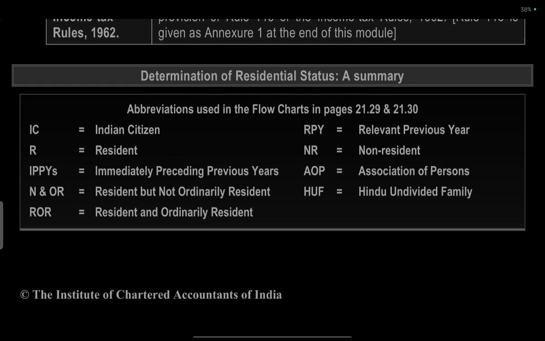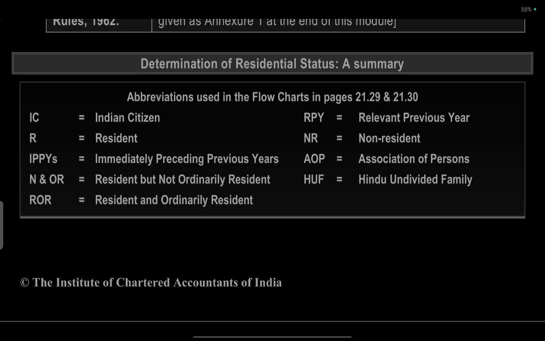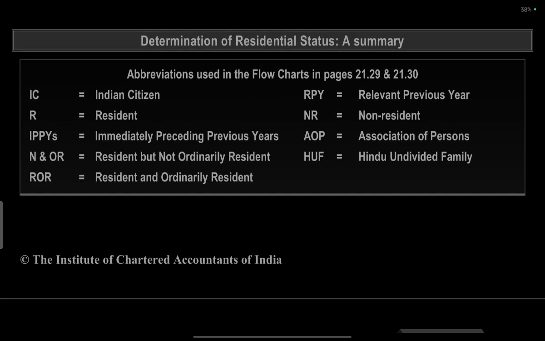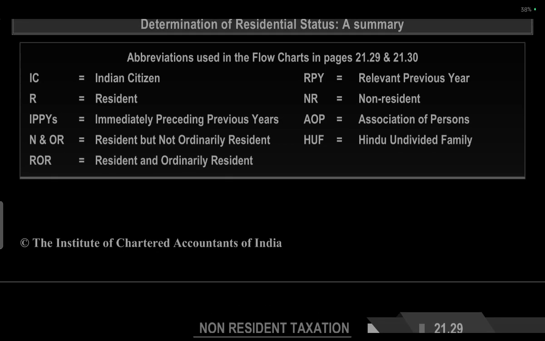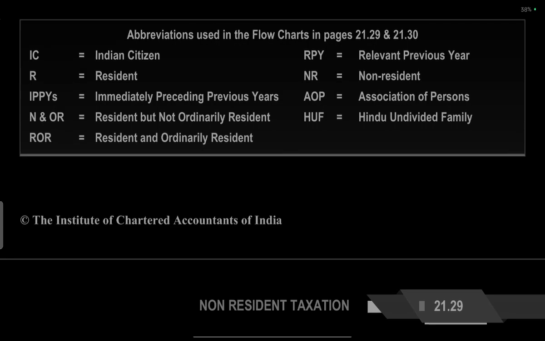Determining the residential status: a summary. Application of the following chart: IC is Indian citizen, R is resident, IPPV is immediately preceding previous year, NOR is resident but not ordinary resident, RO is resident and ordinary resident, RPV is relevant previous year, NR is non-resident, AOP is association of persons, HUF is Hindu undivided family.